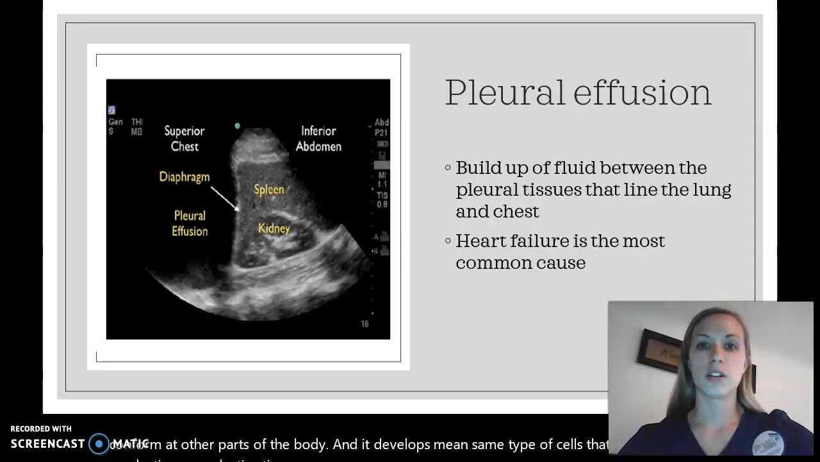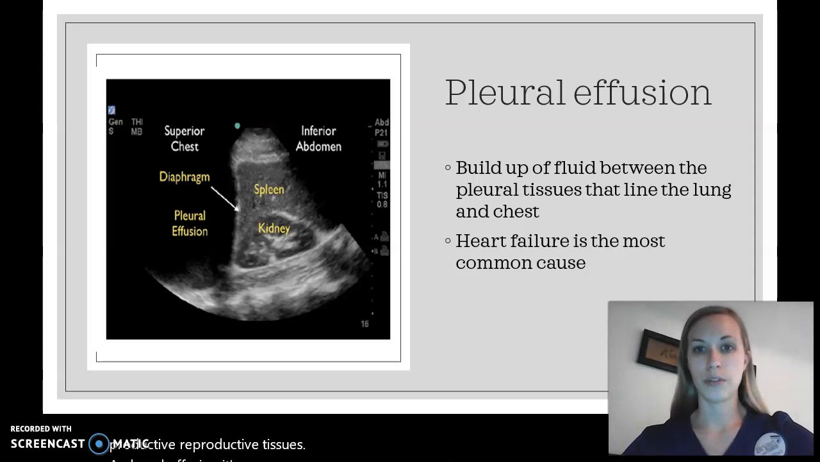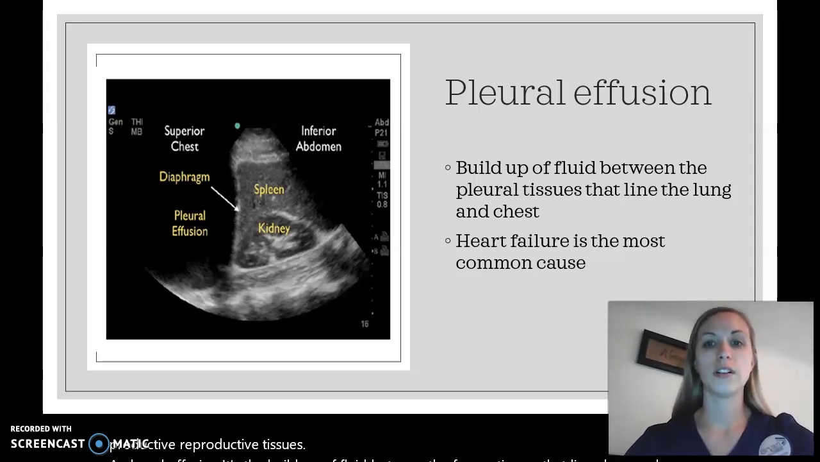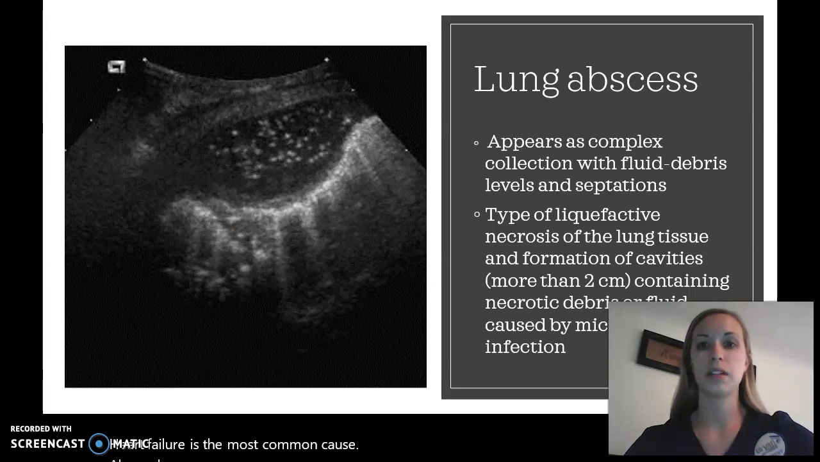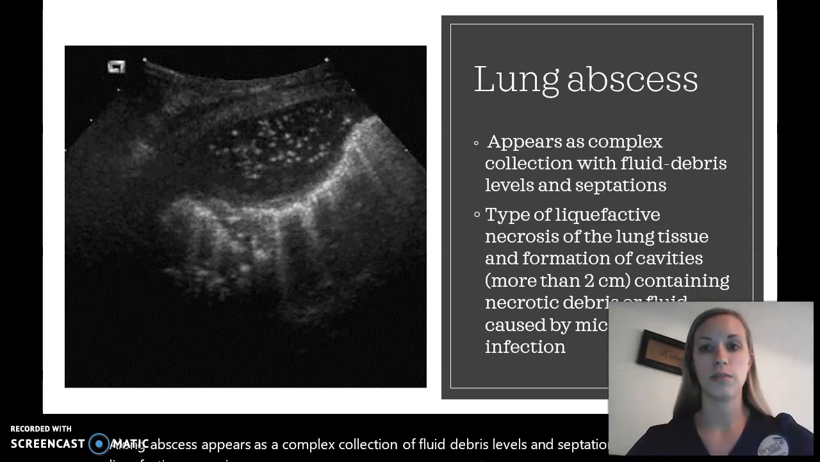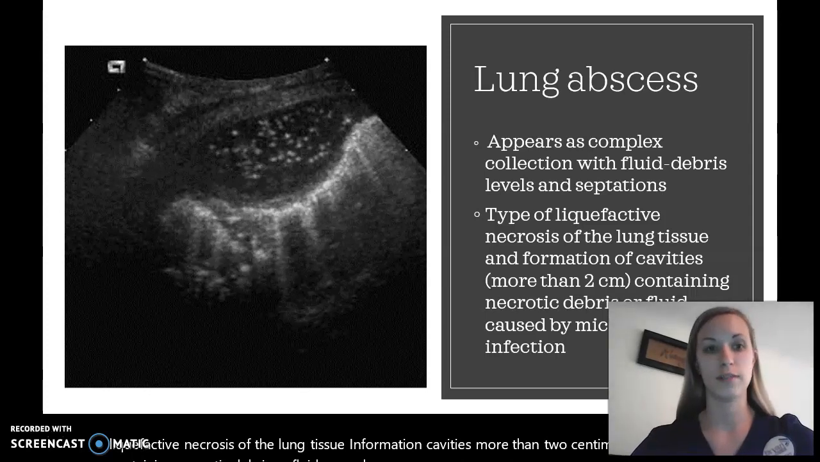A pleural effusion. It's the buildup of fluid between the pleural tissues that line the lung and chest. Heart failure is the most common cause. A lung abscess. It appears as a complex collection of fluid, debris levels, and septations. It's a type of liquefactive necrosis of the lung tissue and formation of cavities, more than 2 centimeters, containing necrotic debris or fluid caused by microbial infection.